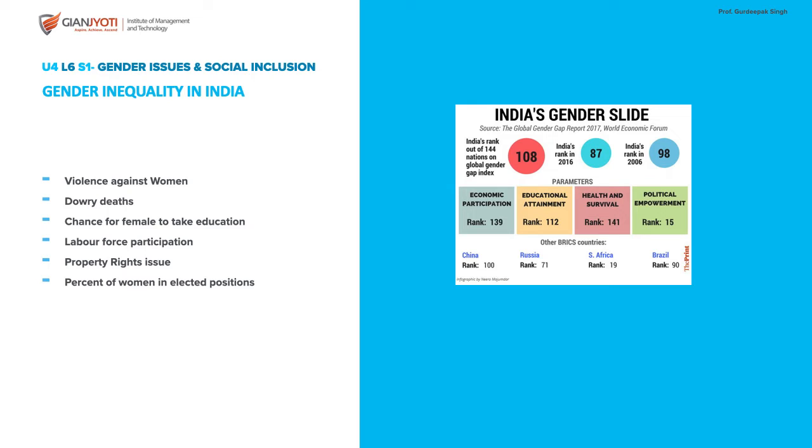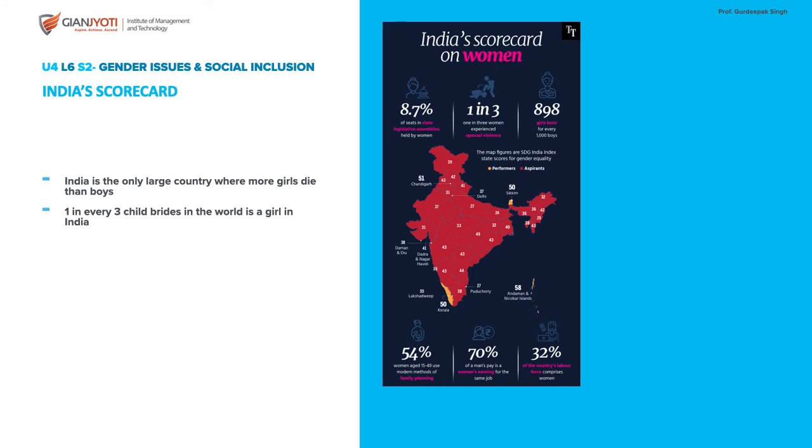If you look at China, its rank is 100. Russia, the rank is 71. South Africa is doing very well, rank is 19, and Brazil is 90. So these are the other BRICS countries in terms of the Global Gender Gap Index. So India has to work hard on this.